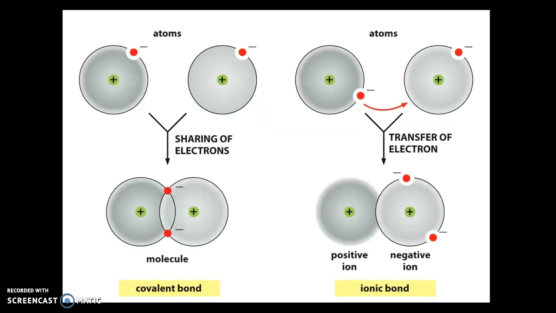And so there are ways to get a full outer valence shell. One is by sharing electrons. The chemical bond is a sharing of electrons. A covalent bond is a sharing of electrons where the electrons spend some time around one nucleus and then some time around the other nucleus, and both atoms are happy.